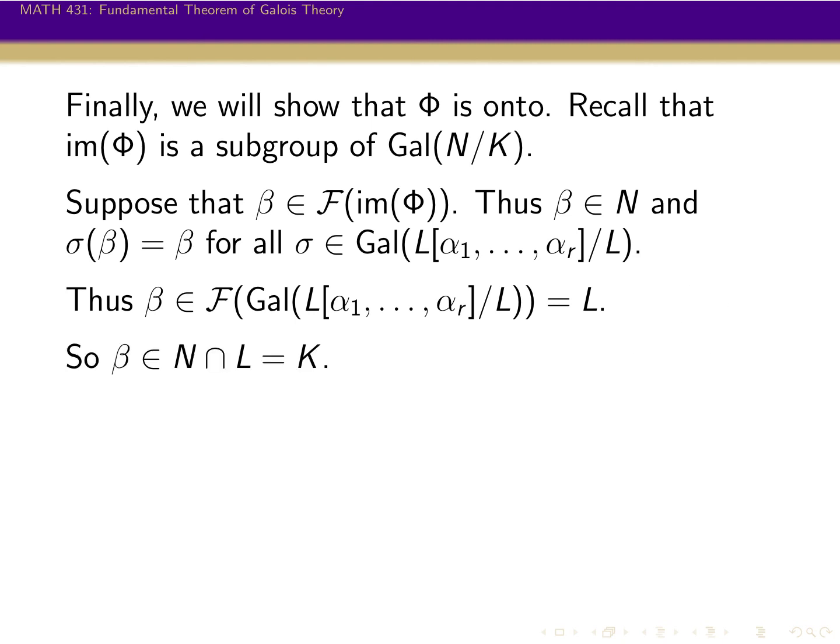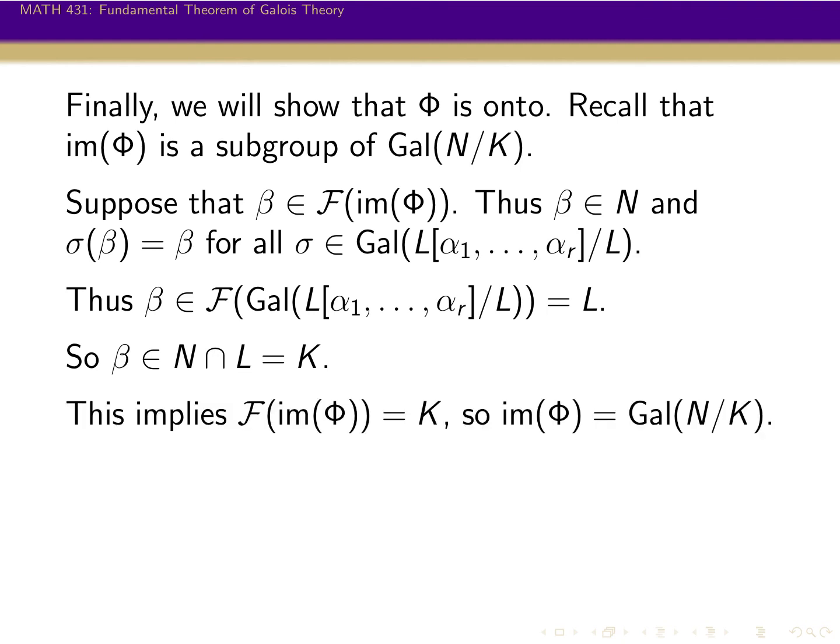So we have that beta is inside both n and L, so it's in the intersection of n and L, and that means that beta is in k. So this implies that the fixed field of the image of phi is contained in k, but since k is fixed by all elements of the Galois group anyways, the other inclusion is automatic. And so we have the two inclusions, so this gives us equality. And so that means that the image of phi is equal to the Galois group of n over k.